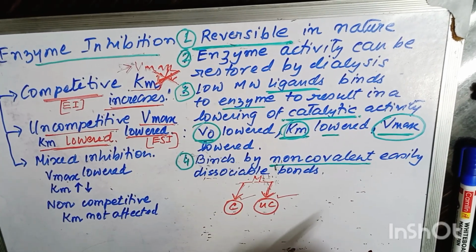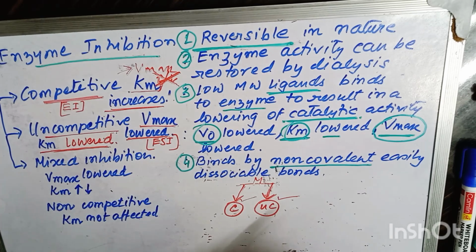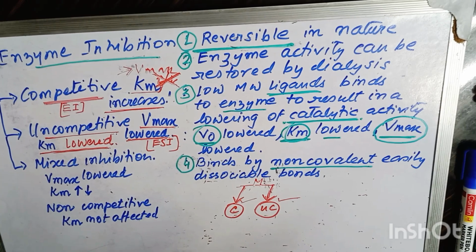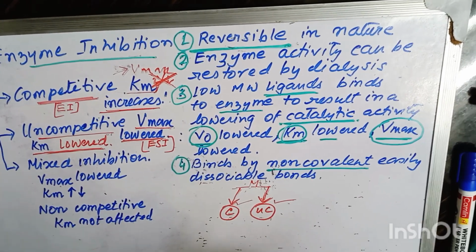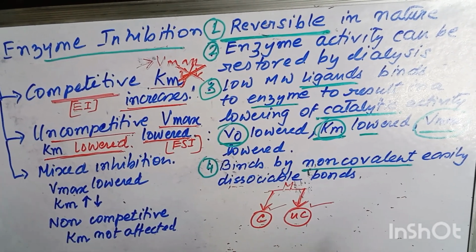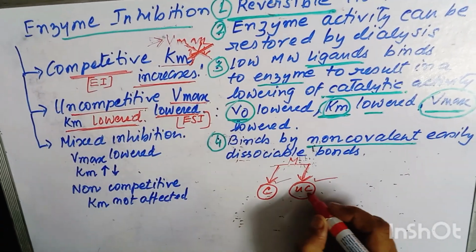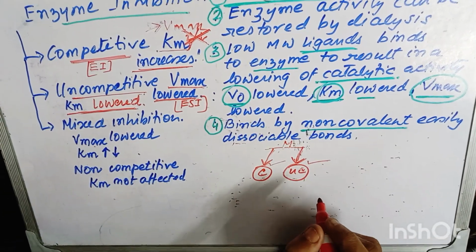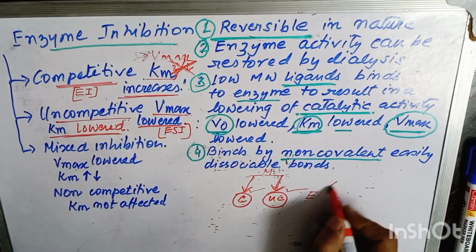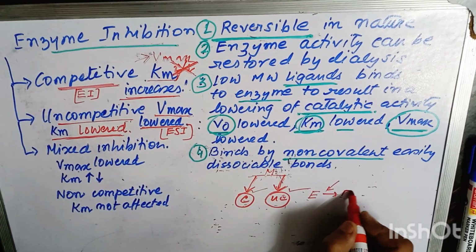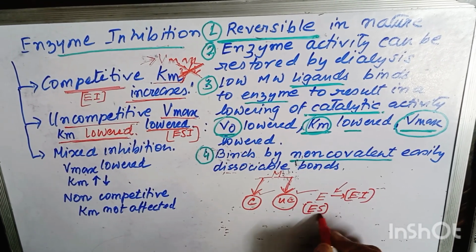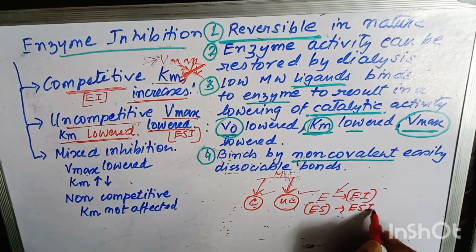Now what happens in a mixed inhibitor? The mixed inhibitor will bind to the enzyme either in the catalytic site, just like the substrate, or it may bind to the enzyme other than the catalytic site, like uncompetitive inhibition. So it can bind to the free enzyme and form the enzyme-inhibitor complex, and it can also bind to the ES complex to form the ternary ESI complex.